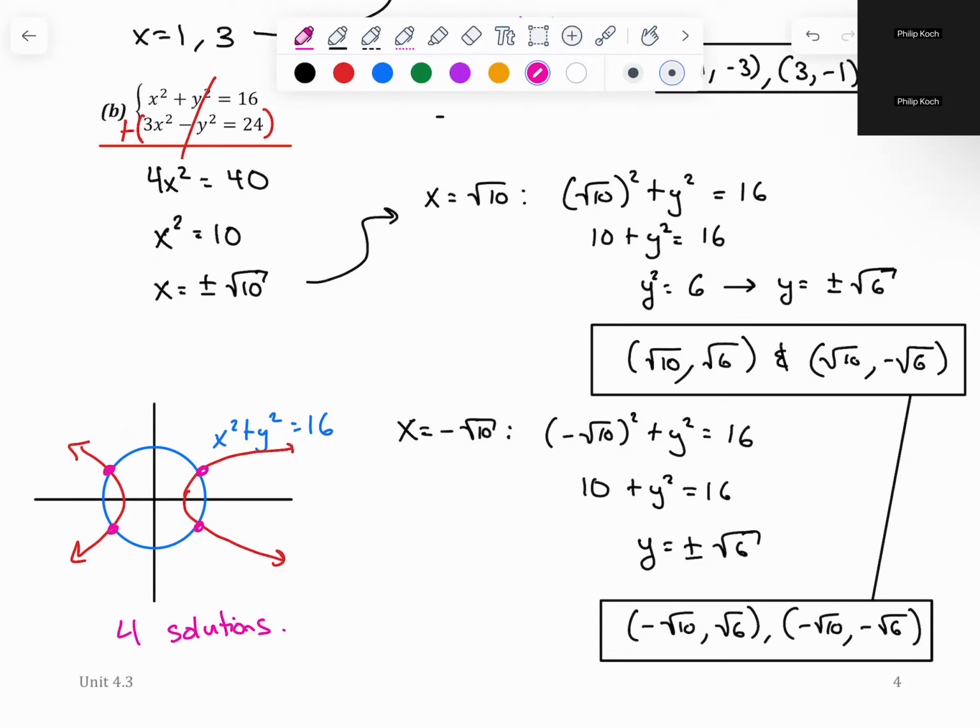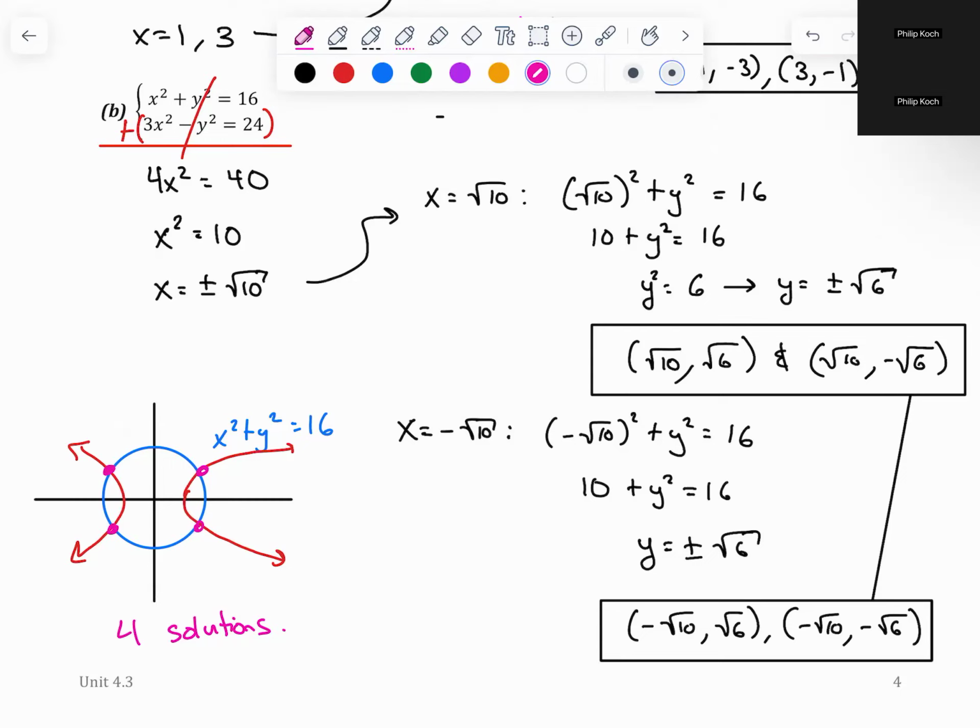And based on the fact of these things being centered at the origin, it makes sense that there's somewhat of symmetry, right? Square root 10, square root 6, square root 10, negative square root 6. Negative square root 10, positive square root 6, negative square root 10, negative square root 6. It works out quite nicely. And that's okay, that they can be not nice numbers. Any questions on that? Ben?